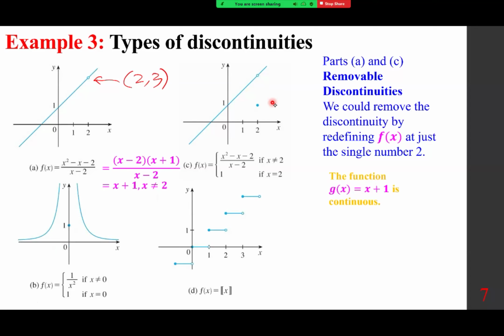Now, what's going on with these two cases? This one is an infinite discontinuity, basically a vertical asymptote. Whether it's defined at x equals 0 or not makes no difference. There's nothing you can fix. This one, there are infinitely many discontinuities. In this case, just a few. It's a jump, and you can't fix a jump.